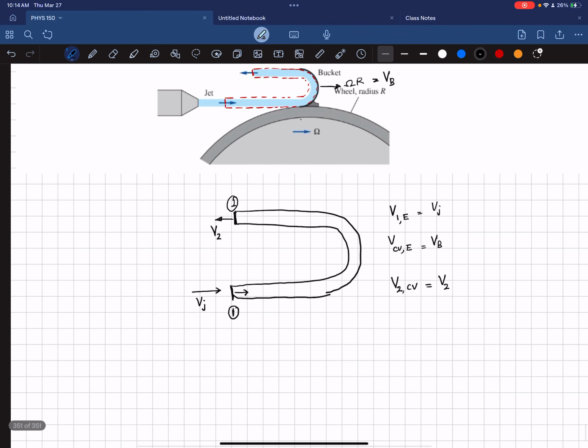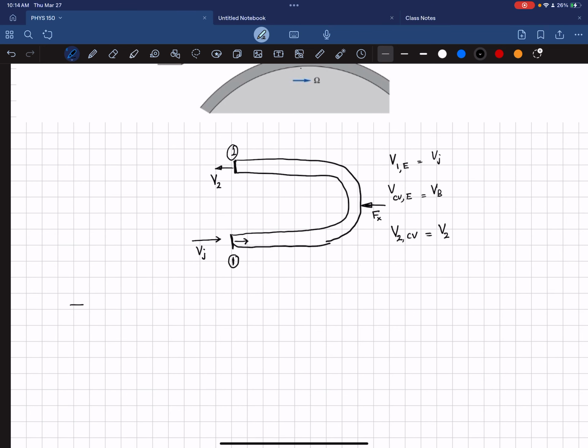So now what we need to do is to apply the force or the linear momentum equation. We need to find this force F, let's say Fx. So we're going to apply the linear momentum equation under steady flow in the x direction.